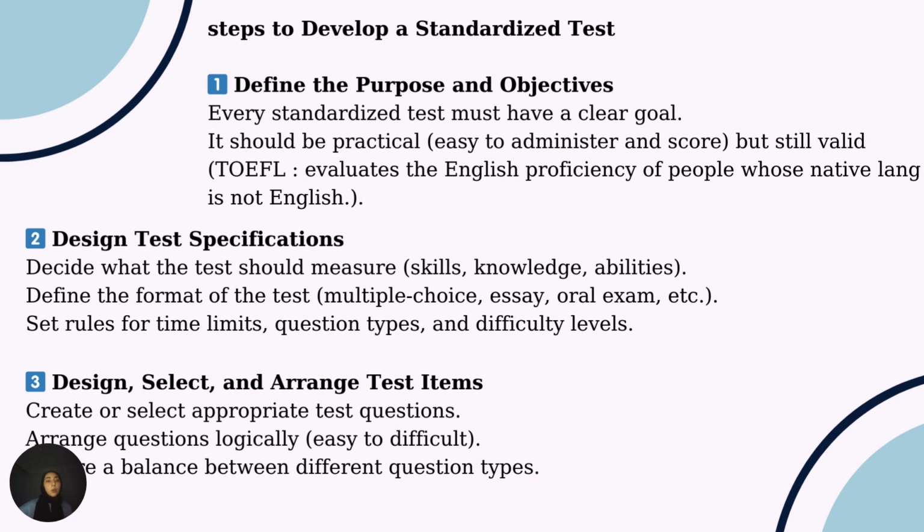Okay. Now we are going to see steps to develop a standardized test, and then we are going to look at the examples closely. Okay, firstly, we should define the purpose and objectives. Every standardized test must have a clear goal, and it should be practical. So what is practical? It means easy to administer and score, but still valid.